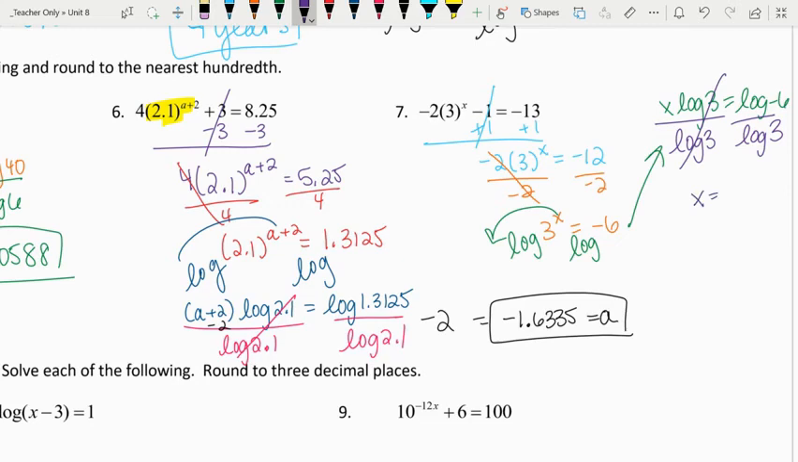If we type it in, log of negative 6 gives me an error, right? Which hopefully we find out why, or we think about why, right? Log of a negative domain does give us an error. We can't have a log of a negative. So that means that we have no solution here.